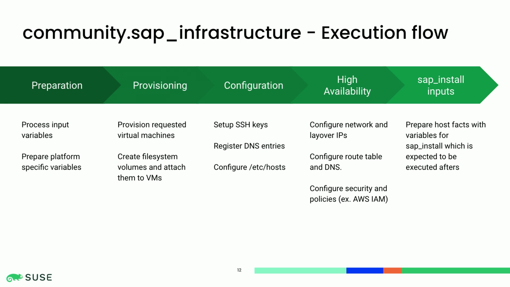Of course, we have HA system, which requires extra setup that is platform specific. So it's setting up networks, overlay IPs, new routing tables, DNS, also load balancers and extra security policies like AWS IAM, because as per the platform documentation, you need to have extra configuration for them. So once this is all done, you have servers ready. If you requested HA servers, you have them HA enabled.